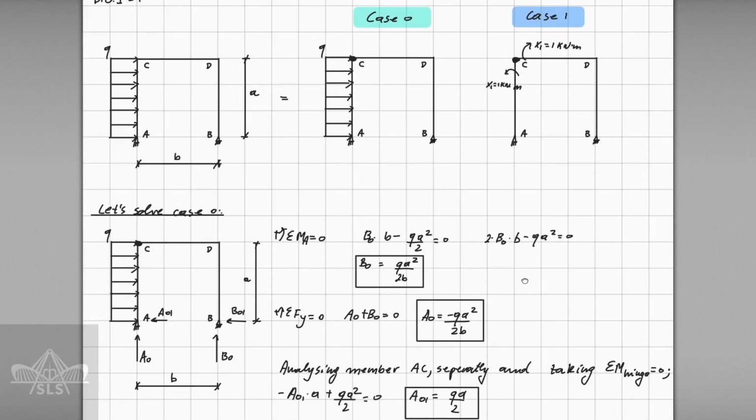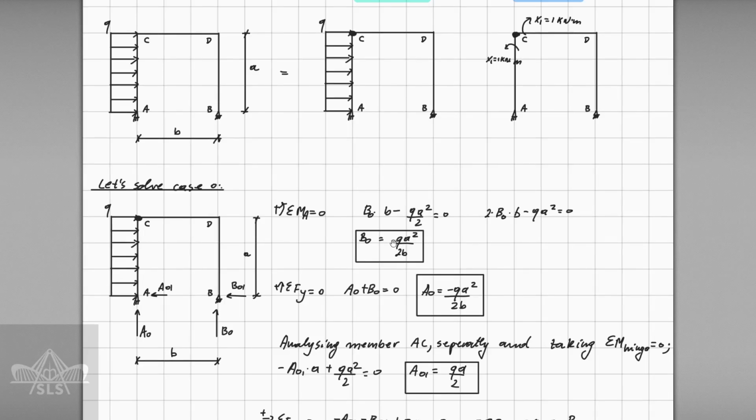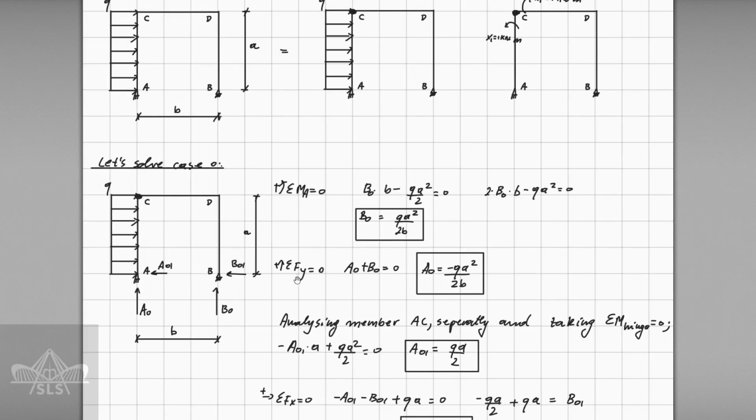So let's start to solve for case 0. As now the structure is statically determinate, it is easy to determine the reactions for this case. So I decided to take the sum of bending moments at point A to determine the value of support reaction B0, which is going to be as shown here. Next, we can take the sum of forces in the y direction in order for us to determine the value of support reaction A0, as shown here.